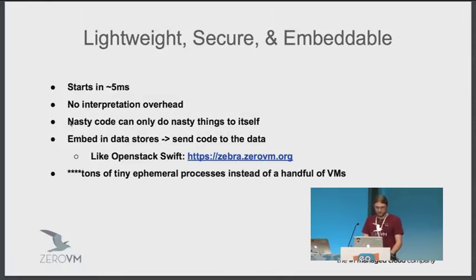Like I said, it starts up in 5 milliseconds, no interpretation. The cool thing about it is that this gets really useful when you have an environment where multiple users are running arbitrary code. You don't want them to talk to each other, probably. So the worst thing a user can do with his or her code is to just crash itself. That's it. They can't break out. If you want to read about how that works, there's a thing called software fault isolation. That's the core concept in NaCl, the Native Client. You can read about that.